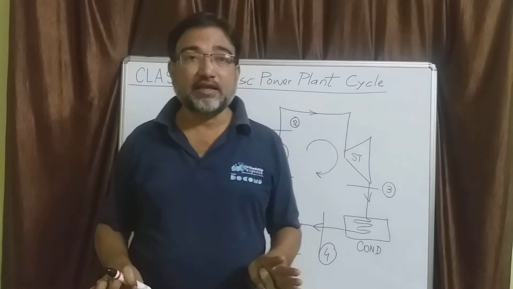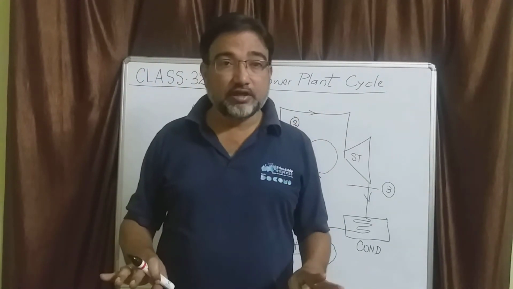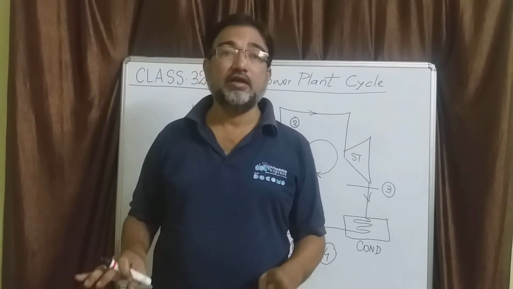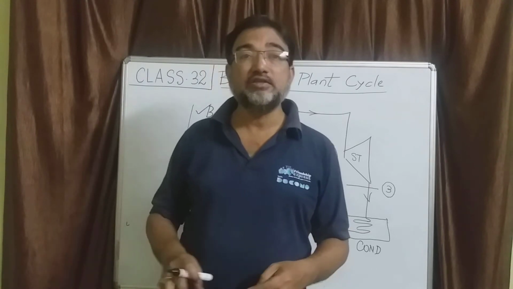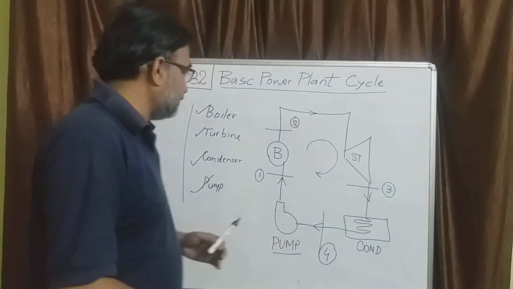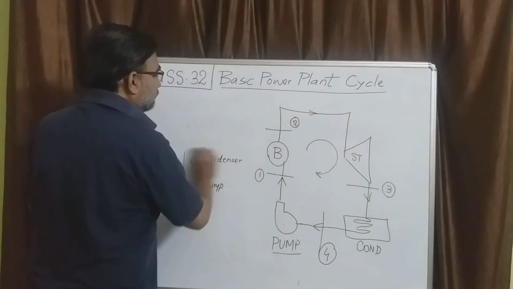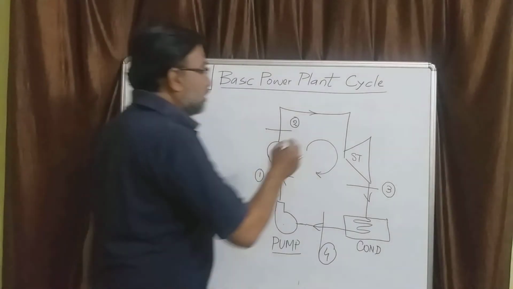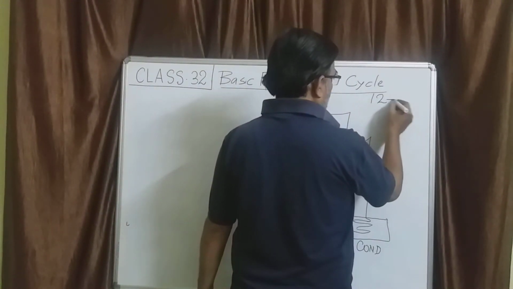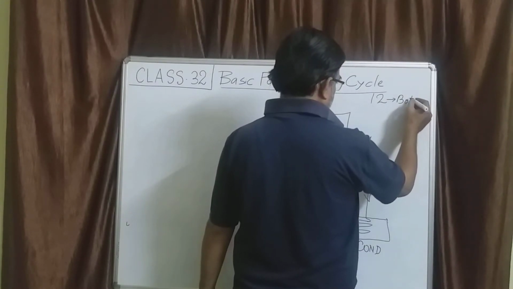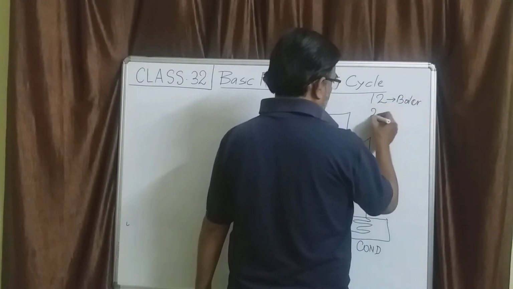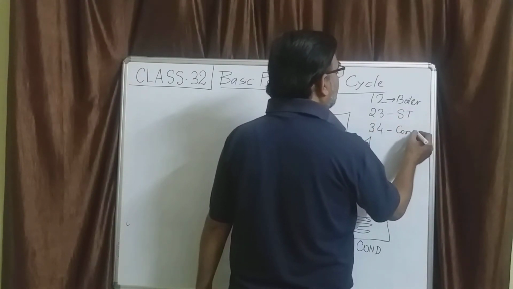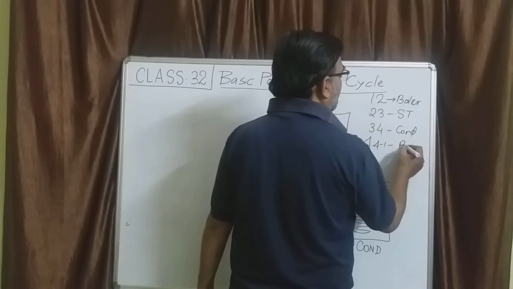Now we will draw that cycle and we will name it. It has a name as far as the power plant functioning is concerned, and then later on we will analyze it point by point and process by process. So let me try to tell you that 1 to 2 is boiler, 2 to 3 is steam turbine, 3 to 4 is condenser, and 4 to 1 is pump.